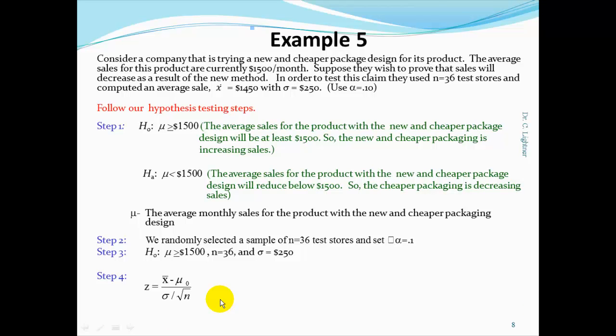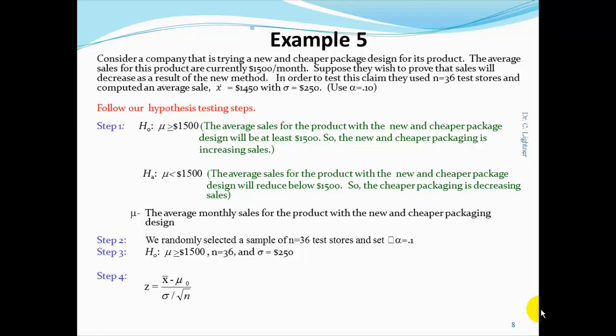Following our hypothesis steps, since we are trying to prove a claim, we should state the claim that we are trying to prove as our alternative hypothesis. In this case, we are trying to prove that the average sales for the product will reduce below $1,500, which means our null hypothesis is that the average sales will be at least $1,500. After stating these hypotheses in words, we should write their corresponding statistical measures. Our null hypothesis is the population mean sales is greater than or equal to $1,500, and our alternative hypothesis is the population mean sales is less than $1,500.